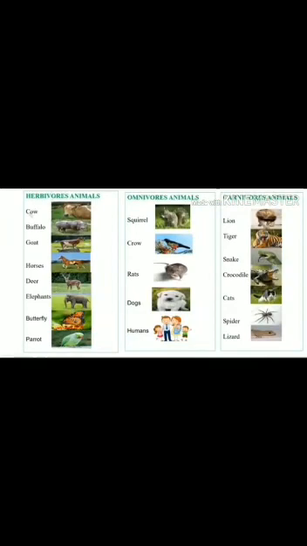Herbivorous animals include cow, buffalo, goat, horses, deer, elephants, butterfly and parrot, whereas omnivorous animals include squirrel, crow, rats, dogs and humans. Carnivorous animals include lion, tiger, snake, crocodile, cats, spider and lizard.